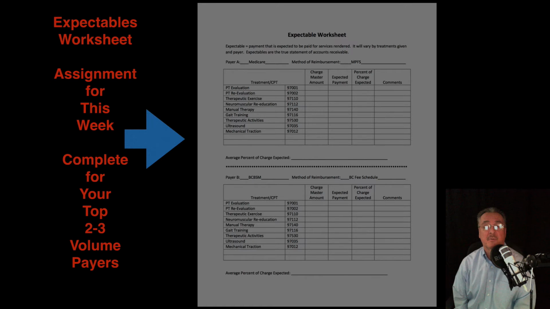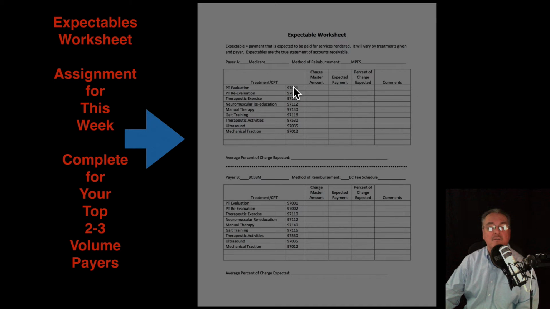One of your assignments for this week is to complete the expectables worksheet. And we want you to complete this for your top 2 or 3 volume payers, the ones that are most important. So they could be Medicare, they could be Blue Cross, they could be an HMO, they could be, you can pick whatever you want. But what we want you to do is, on this, identify, first of all, who the payer is. You can pick any ones you want, and you pick 2 or 3.